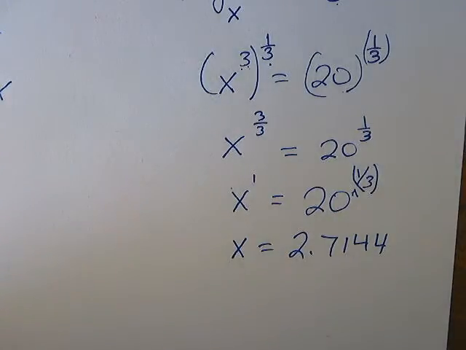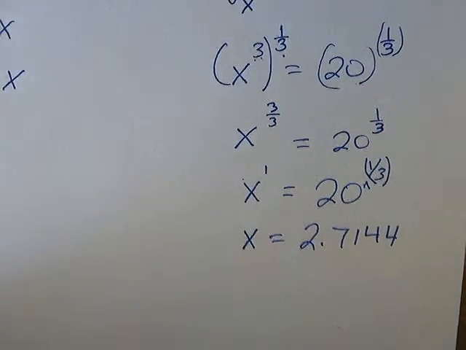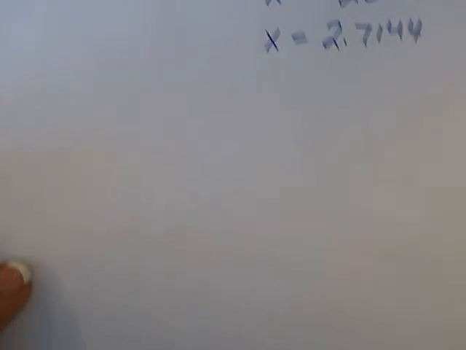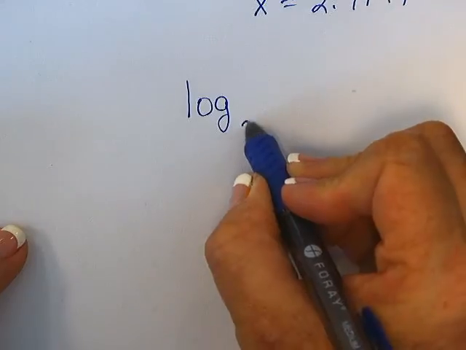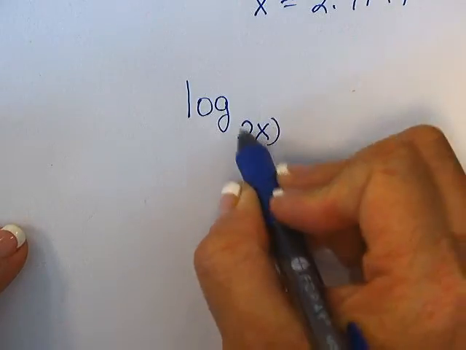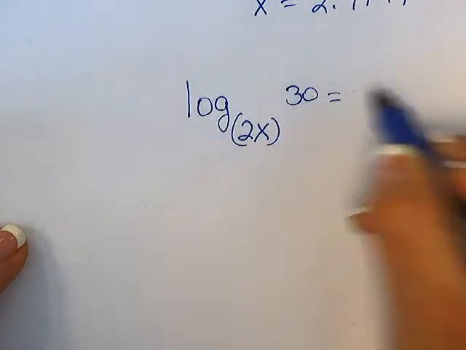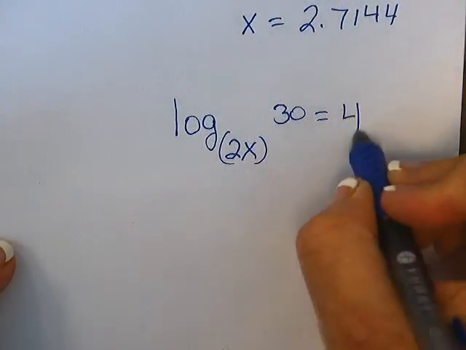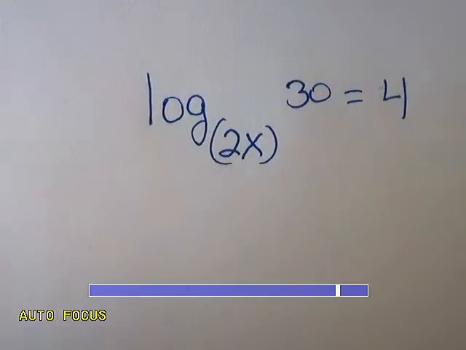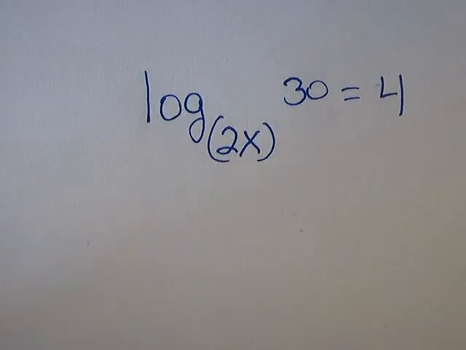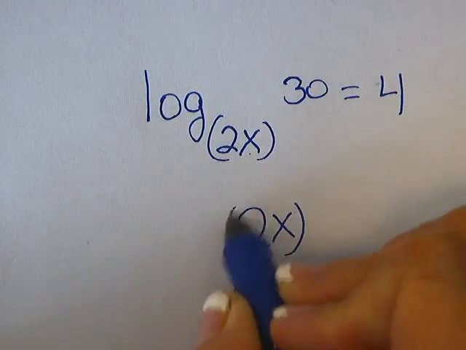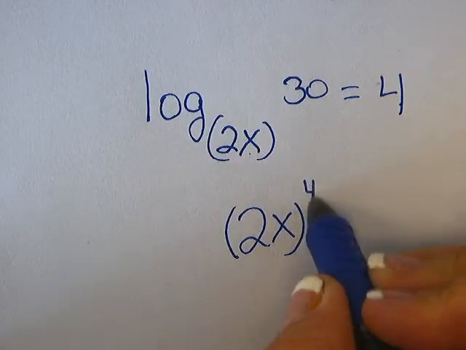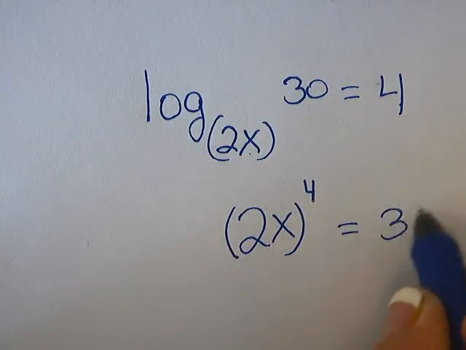If I were to work a second example, let's make it a little bit more complicated. Let's have log base 2x of 30 is equal to 4. And again, I'm just making these examples up as we go. First thing I need to do, since my unknown is in the base, I need to rewrite this as an exponential equation. So it's going to be 2x raised to the 4th power equals 30.